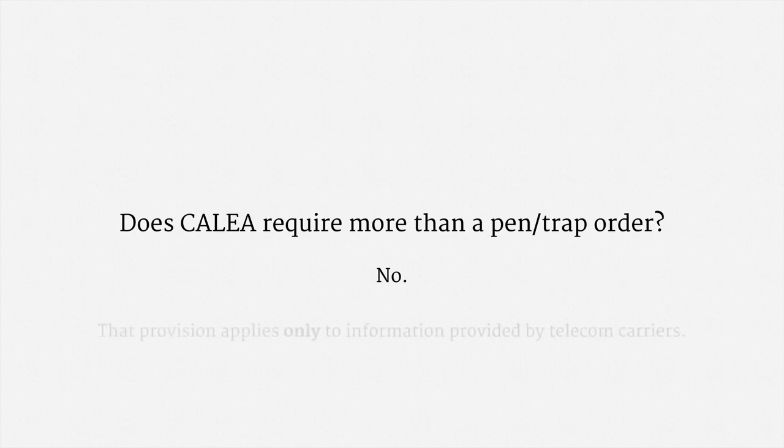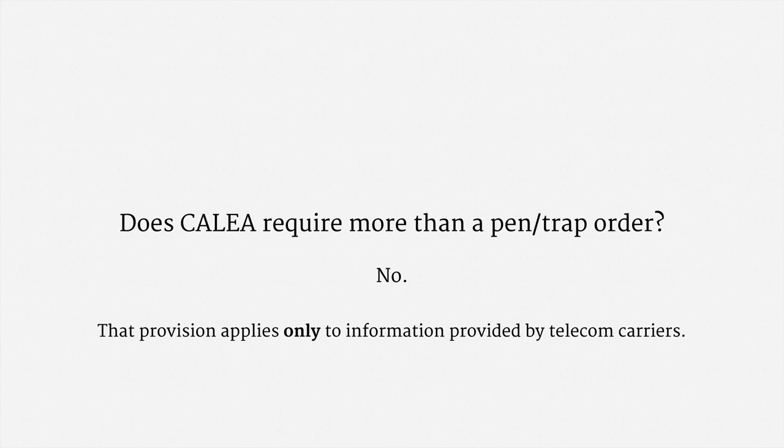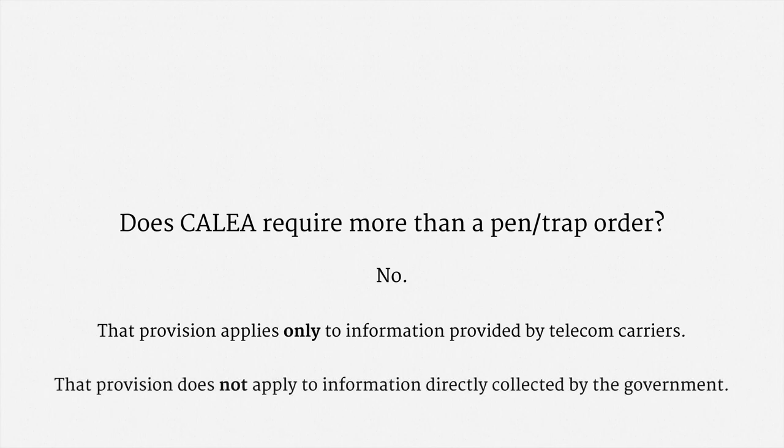That's because that provision of CALEA applies only to information provided to the government by telecom carriers. That provision does not apply to information directly collected by the government. So, under CALEA, the police can track a phone's location with just a pen trap order, so long as they don't go through the carrier. And that's exactly what a cell site simulator does.